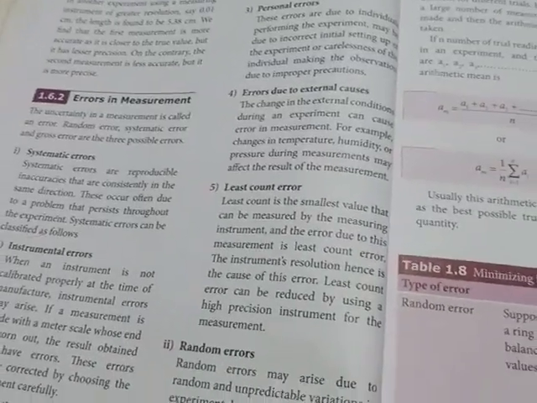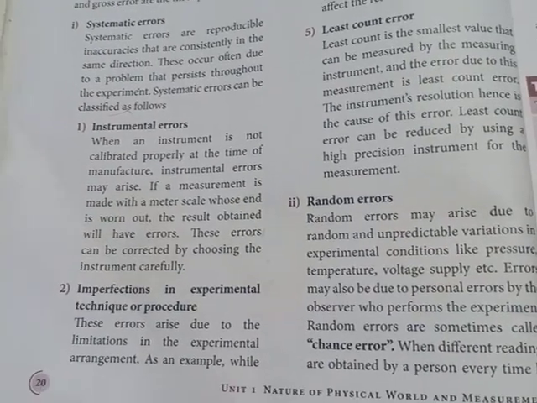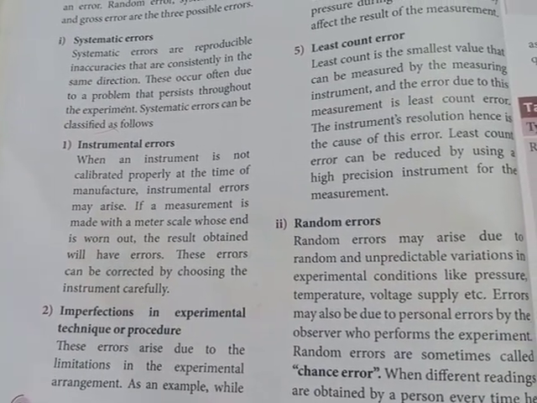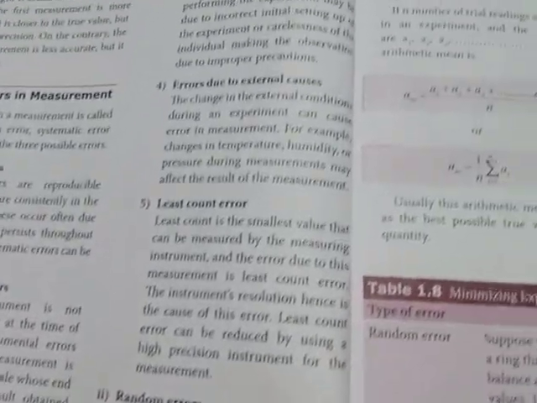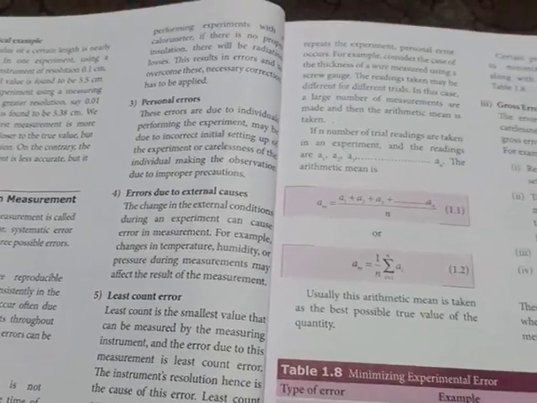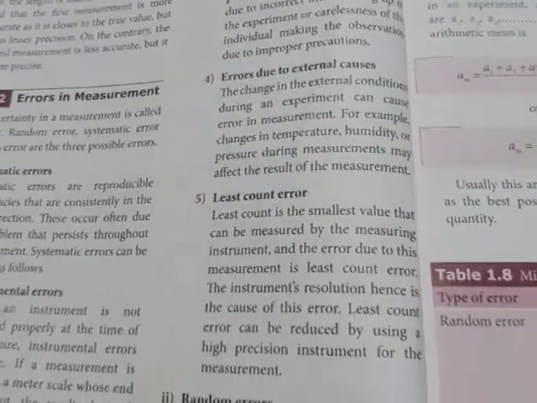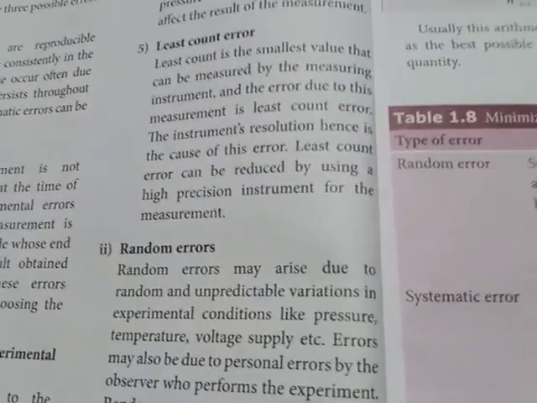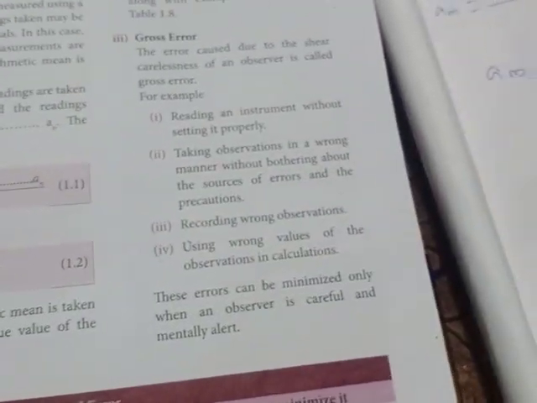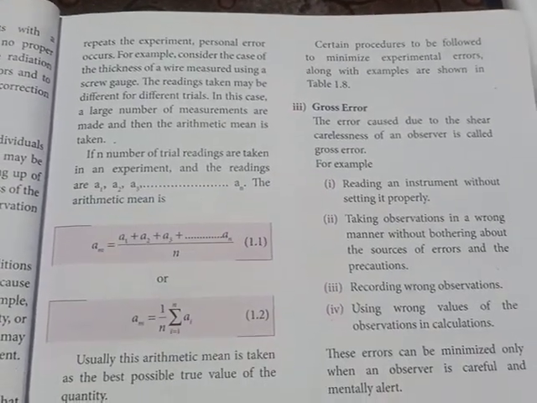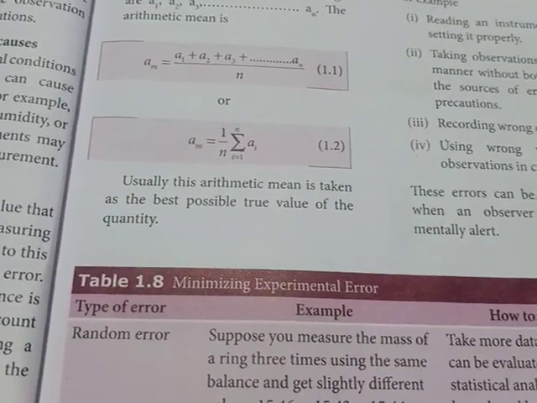And my dear students, this is a very important 5-mark question. You can take a screenshot and study. Types of error: systematic error, in that instrumental error, imperfection in experimental technique, personal error, error due to external cause, least count error, random error. Then gross error. Okay, you can take a screenshot and study this. It is a very important question in this unit.